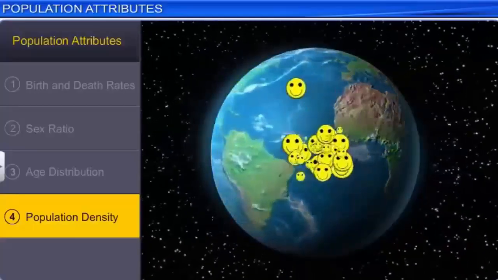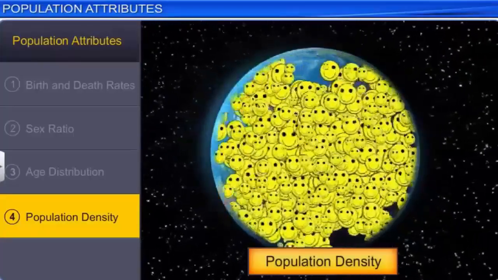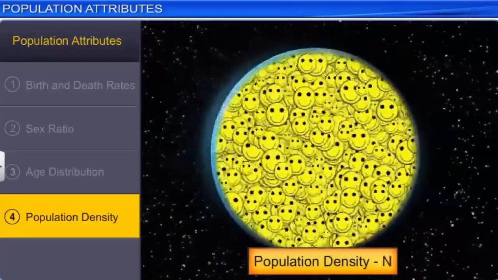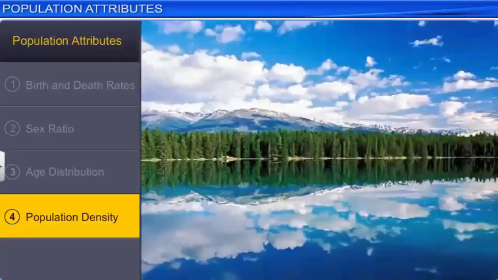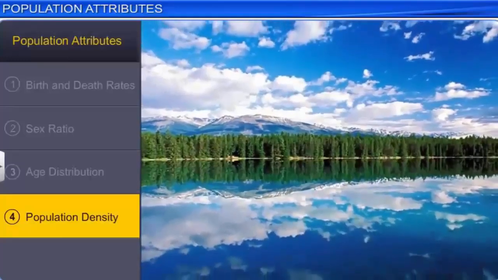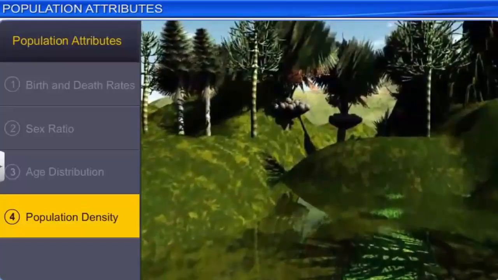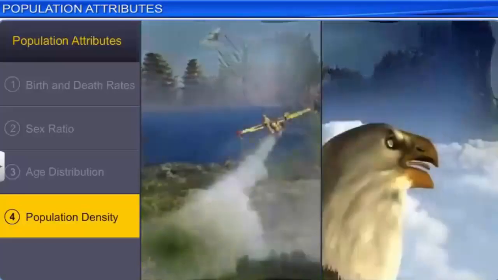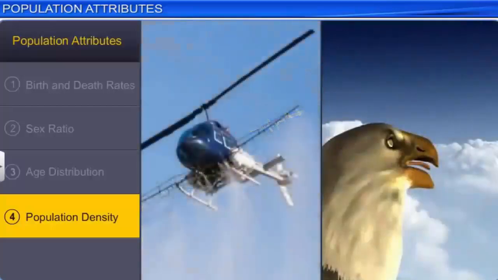Another important population attribute is the size of the population, or the population density, denoted by the letter N, which provides details of its status in its habitat. The size of the population is usually taken into consideration for studies on ecological processes in the population, such as the effect of pesticides or pollution, impact of predators, or competitors with other species.